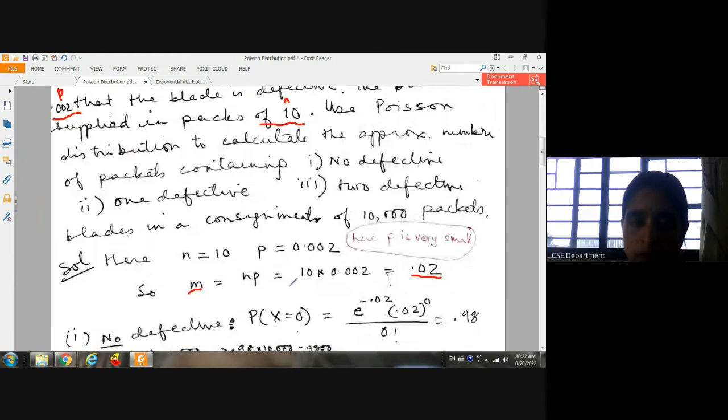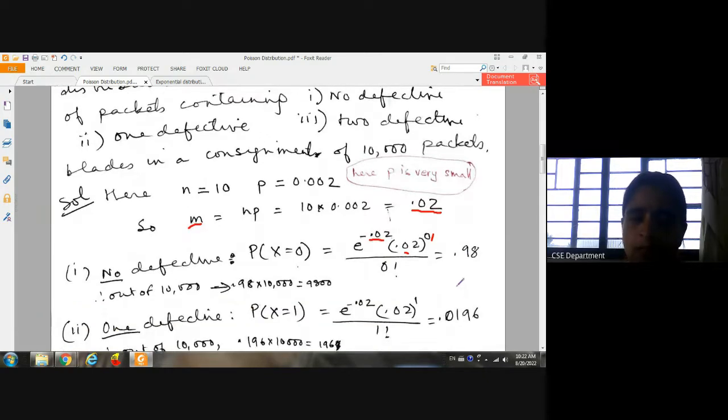This is m. So no defective, x equal to 0 is e to the power of minus m, m to the power of 0, because x equal to 0, by factorial 0. This is the expression. Now factorial 0 is 1 by definition. Anything to the power of 0 is 1 always. So both these are 1. E to the power of -2, you do it in the calculator and this value comes. Now, next step, for right now you skip this part, we'll come back to it.